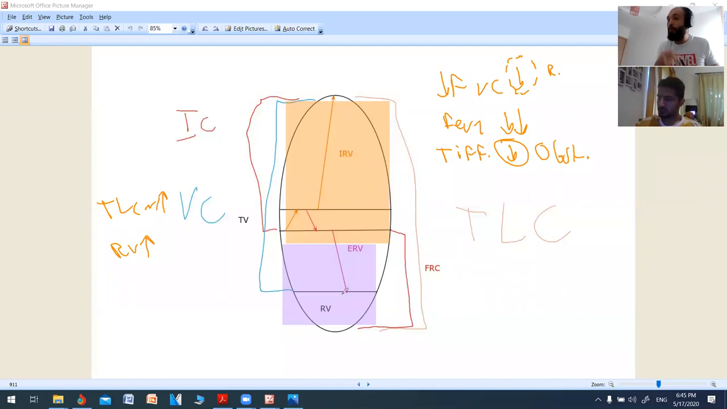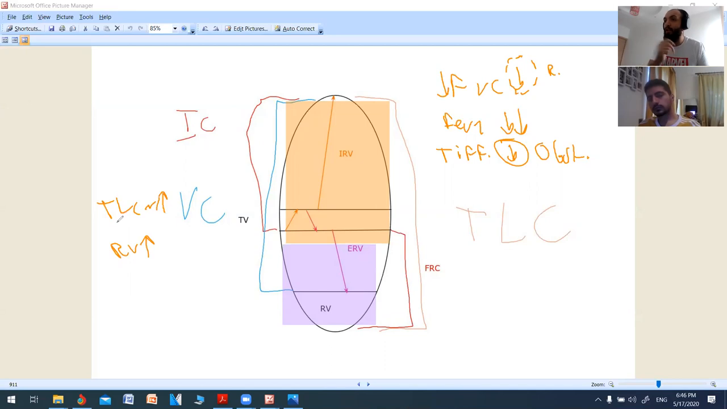Obstruction. If they ask you, which of the pathology decreases the vital capacity? And you have obstruction, restriction, or obstruction and restriction? What do you say? Both. Usually restriction, but if the residual volume increases, the vital capacity will decrease. You understand now?